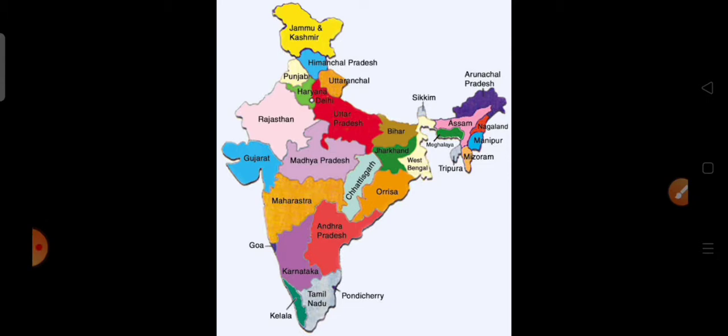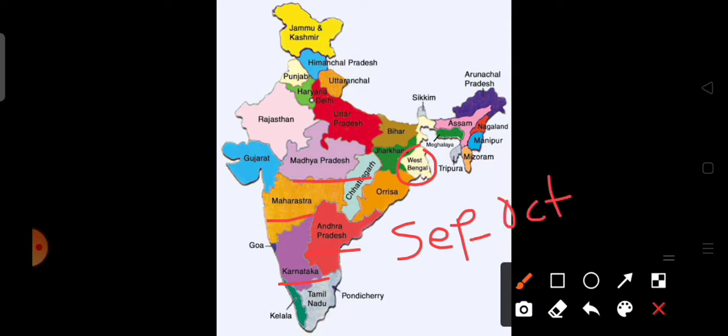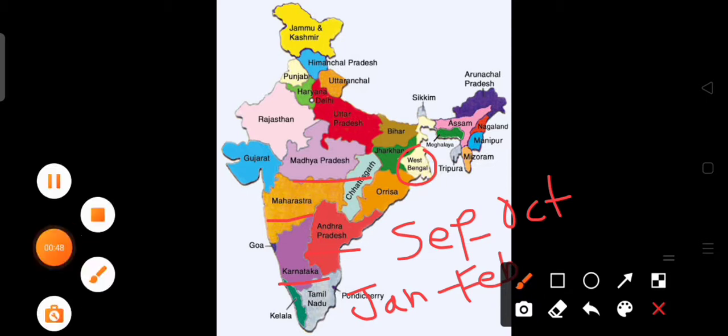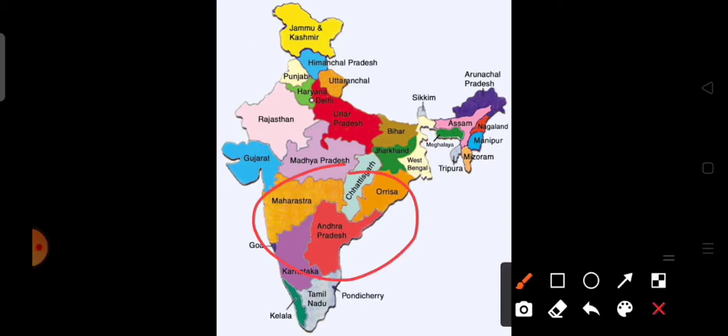So let us see the states of Karnataka, Maharashtra, Andhra Pradesh, Madhya Pradesh and West Bengal. Here the wheat is sown in the month of September to October and harvested in the month of January to February. So in these states the crop is cultivated in the period of September to February. These are the main states of the Deccan area or the southern part of India.